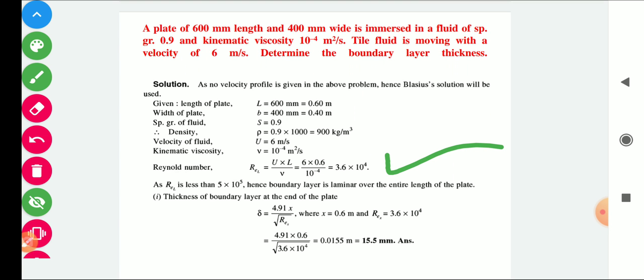As Reynolds number is less than 5 into 10 to the power 5, it means the boundary layer is laminar over the entire length of the plate. So for laminar flow, the formula for calculating the thickness of the boundary layer is 4.91 x upon root Reynolds number. This 4.91 is a constant for laminar flow. So put the value of x and Reynolds number in this equation, and finally the value of the thickness of the boundary layer is 15.5 mm.